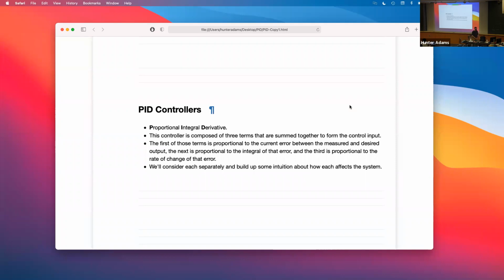So one way to think about this is proportional control gives the controller information about the error right now, this particular time step. Integral control gives it information about the past error. And derivative control allows for it to make guesses about the future error.